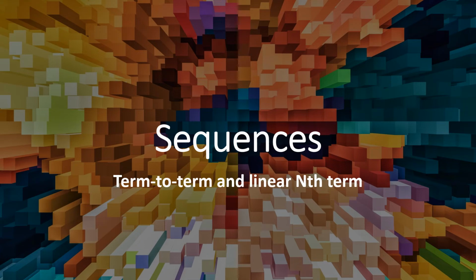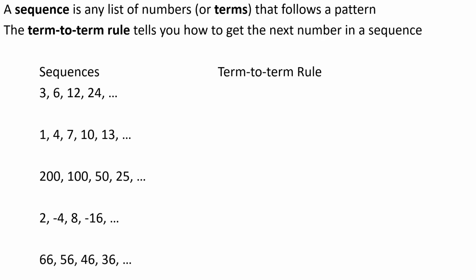Hey folks, we're just about done with triangles, so it's on to our final topic for the year, sequences. Now I'm going to introduce the terminology as we get to it, but let's start by defining what a sequence is. A sequence is any list of numbers that's following some sort of rule. And in particular, a term-to-term rule tells you how to get to the next number.